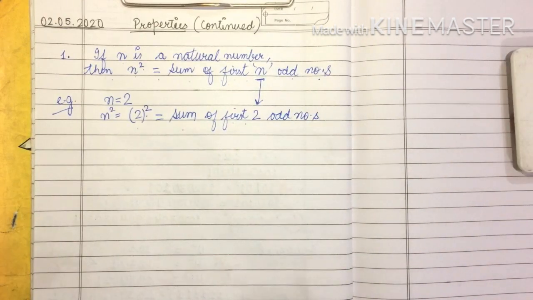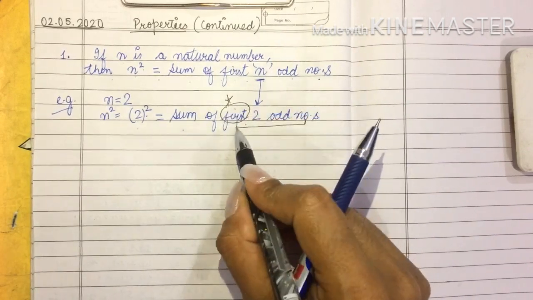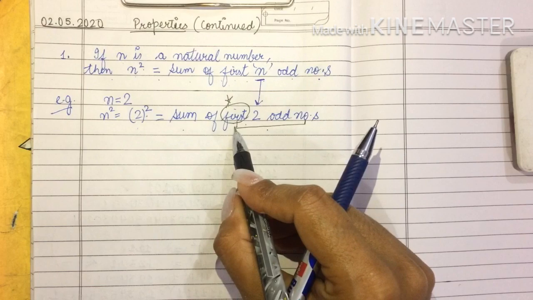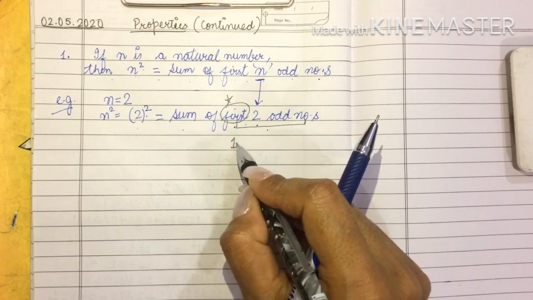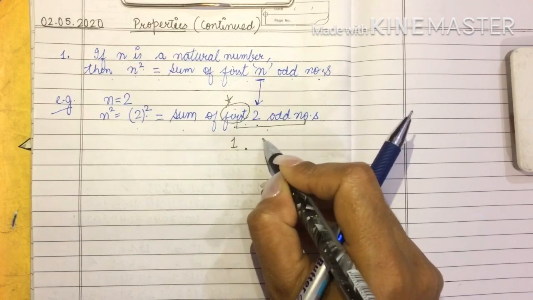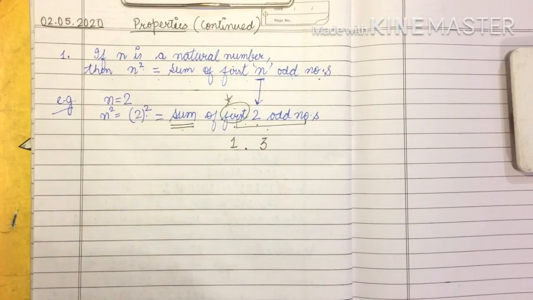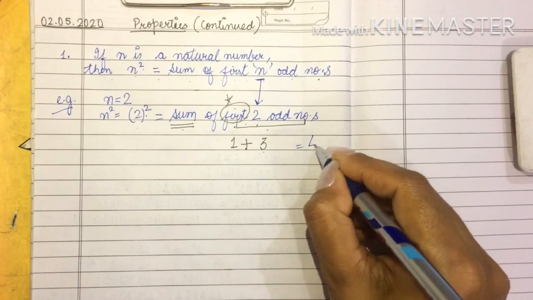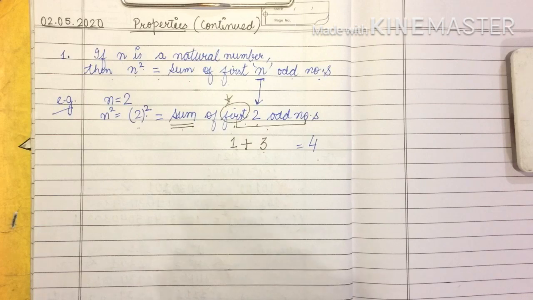Now what are the first 2 odd numbers? This word is important. We will take the odd numbers from the first odd number. So the first odd number is 1. How many odd numbers do I need to take? 2. So which is the next odd number? 1 and 3. And I want to write the sum. So that means this will be added. So the first 2 odd numbers are added together and their answer is 4, which is actually equal to the square of 2. 2 into 2 is 4.